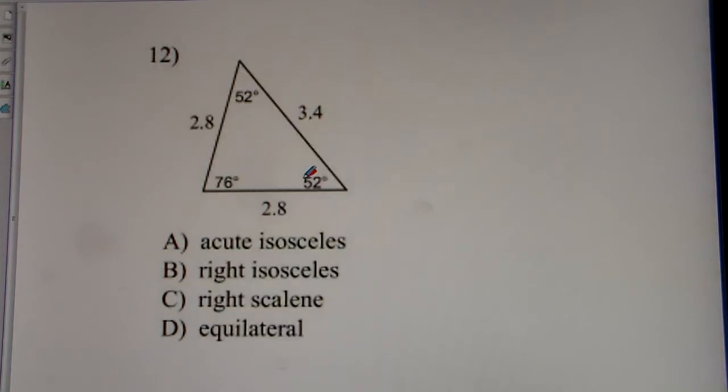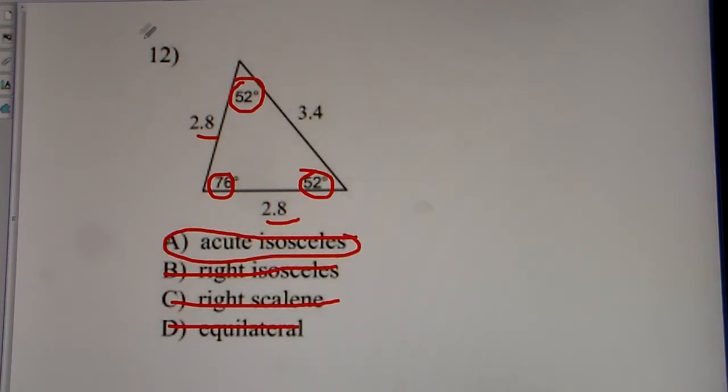Number 12. All the inside angles, once again, are less than 90 degrees, so we have an acute triangle. And 2 out of the 3 sides are the same, so it's isosceles. So we have an acute isosceles. 12 is A.